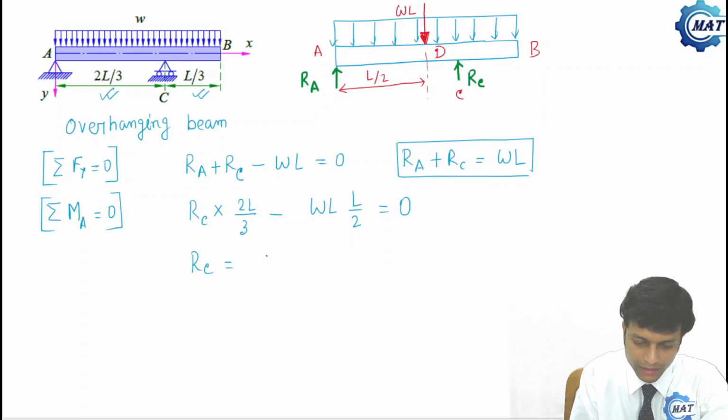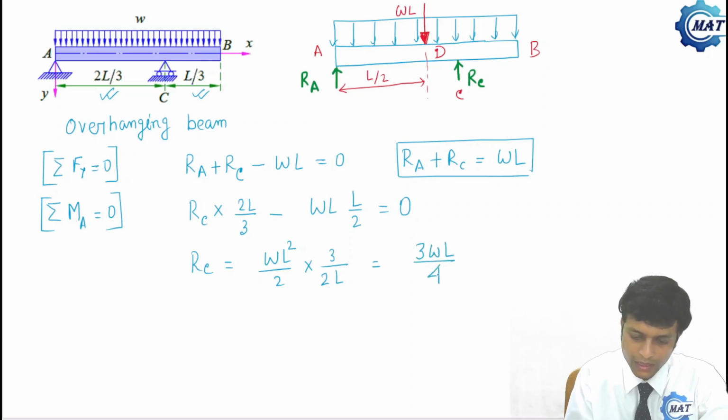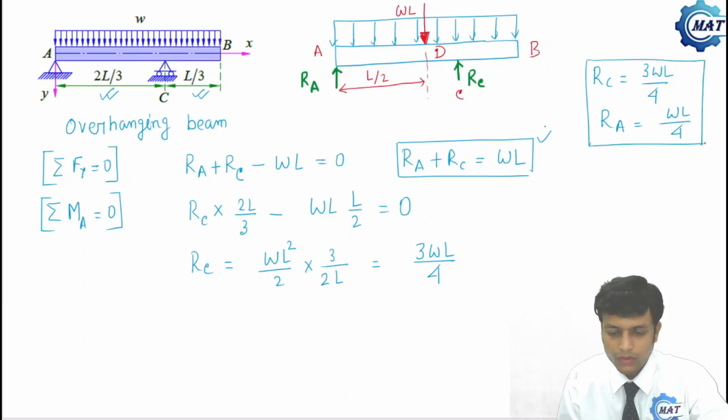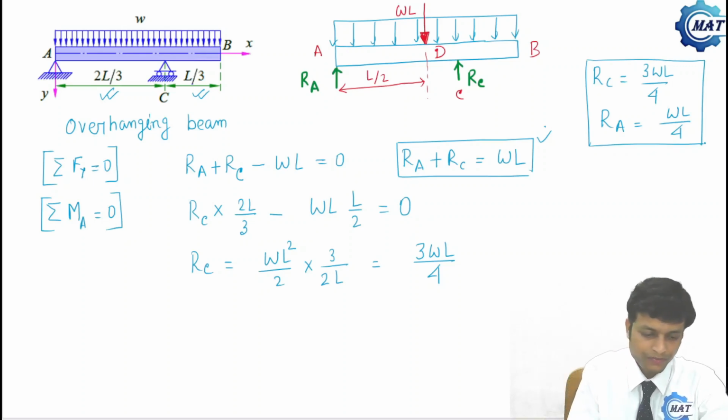That is RC is WL square by 2 into 3 by 2L. That is 3WL by 4. So we get RC is 3WL by 4. Then what will be RA? RA will be WL by 4, because RA plus RC is WL. So we have determined the reaction forces.